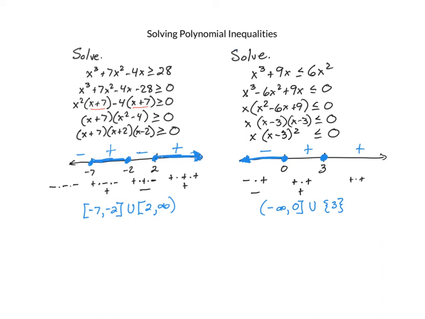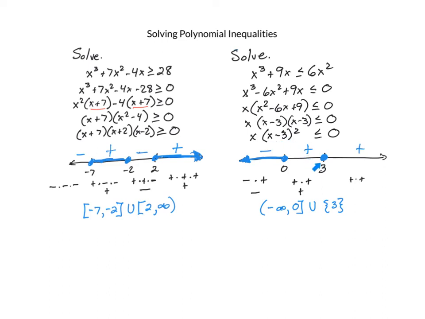I want to point out one more thing about these two problems. Notice in this first problem on the left, the exponents were a 1 and a 1. And if you look down here at the number line, the intervals bounced back and forth between negative and positive, positive and negative. On the problem on the right, the exponents were a 1 and a 2. And the critical value that came from the factor that was being squared was 3.